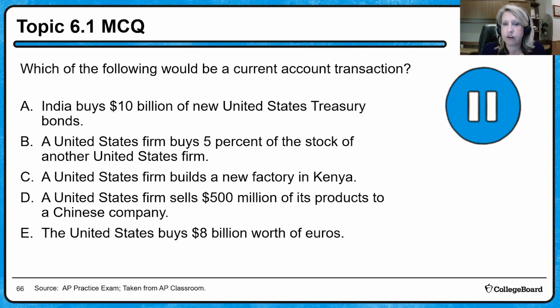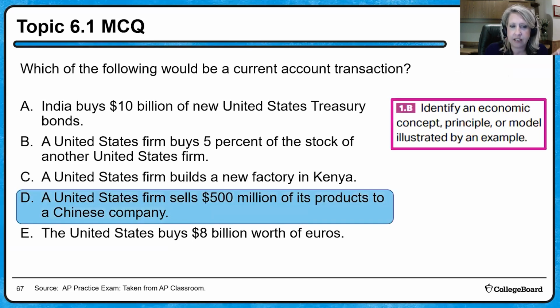All right, so in our current account transactions, we're looking for imports or exports. We're looking for direct foreign aid. We're looking for remittance payments. Those are the things that go into our current account. Okay, did you find it? The US sells 500 million of products to a Chinese company. That is exports. That's going into our current account.